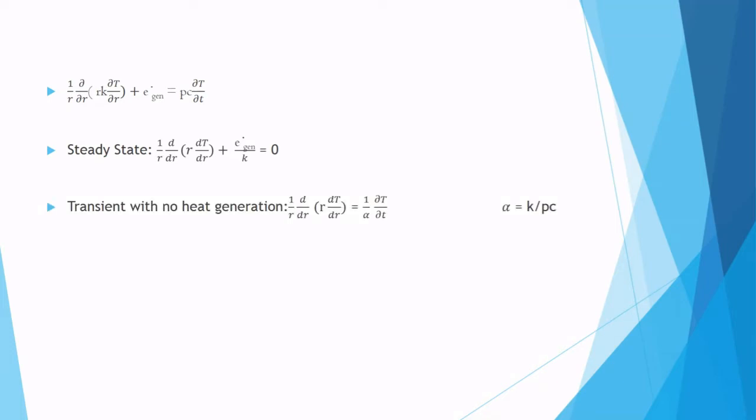If the conditions are transient with no heat generation, the second term on the left-hand side becomes equal to 0, and the right-hand side is divided by the thermal diffusivity. The last condition we will be looking at is steady state with no heat generation. This equation only has the first term of the formula. The rest are equal to 0.